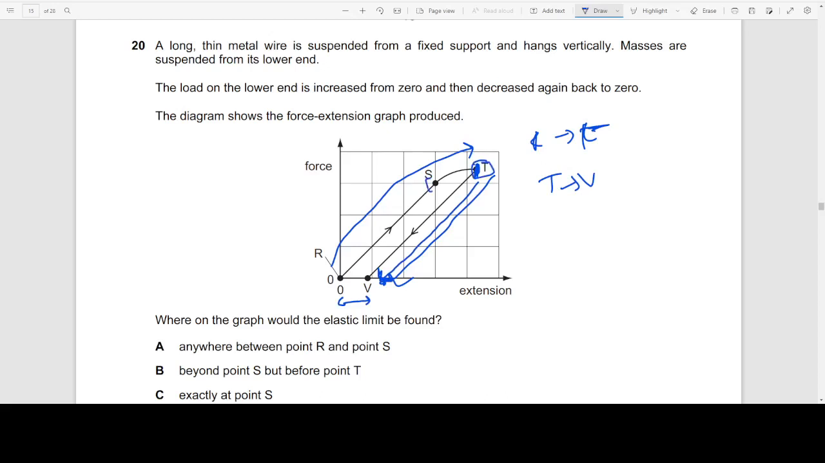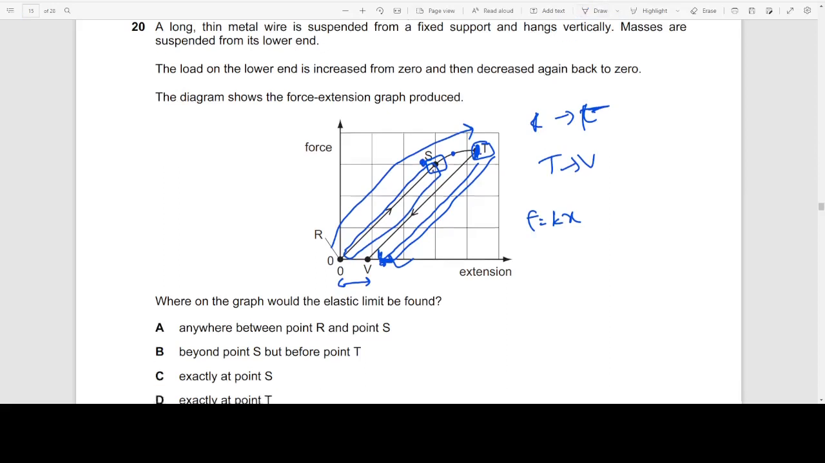S is the point where F equals Kx is valid. So for this straight line part, F equals Kx is valid. So this is the proportionality limit. Means there might be some point over here where the wire acts elastically, but it will still return back to its original point. So it's somewhere between S and T.